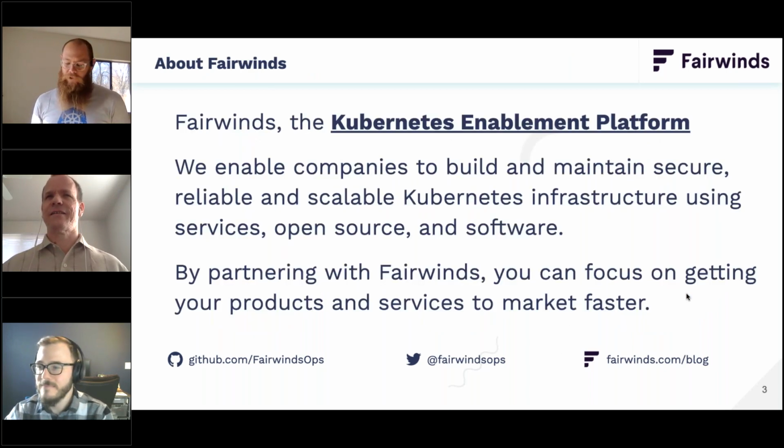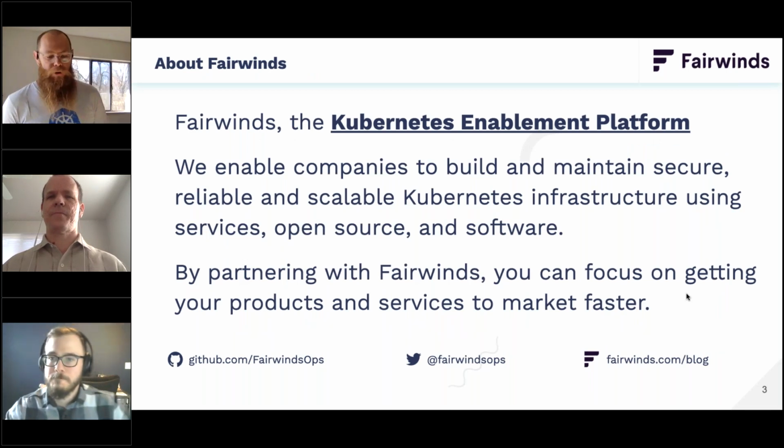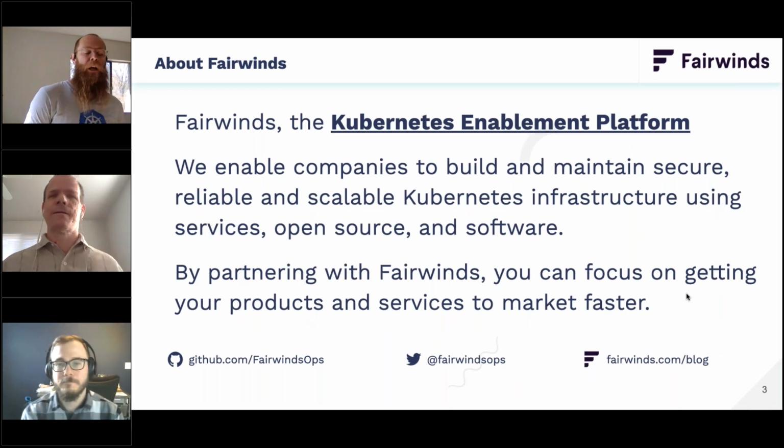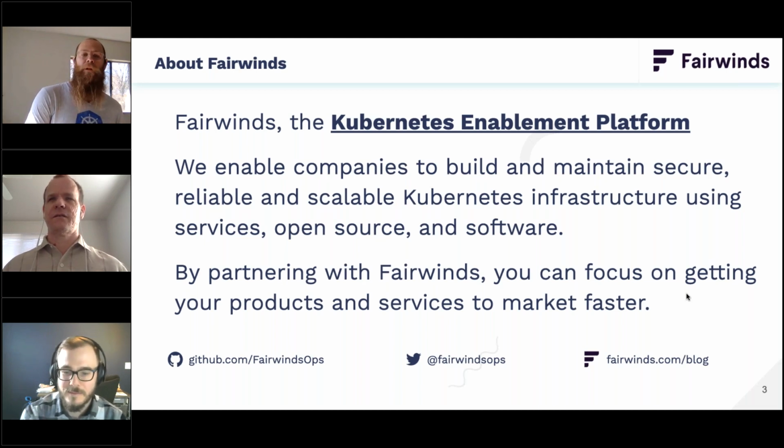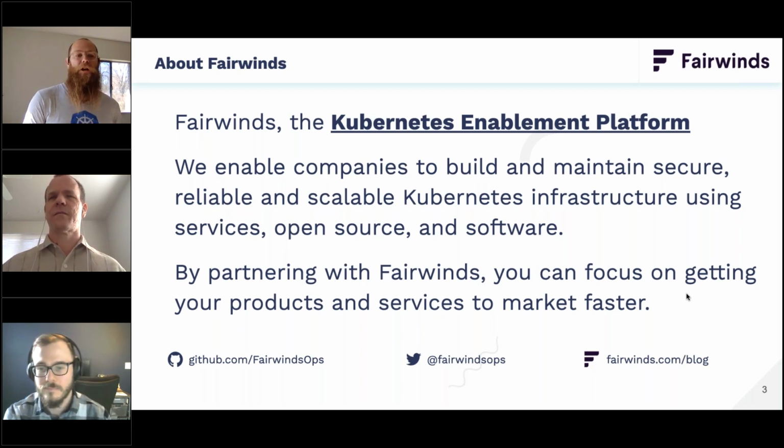We're going to give you a brief overview of who Fairwinds is, and then we'll dive into some of this. So first of all, Fairwinds is a Kubernetes enablement platform, and we use this word enablement platform because we're a combination of services and software. So enablement speaks to the services that we offer. The platform speaks to the software that's involved in our offering. The short version of it is we help people build and maintain secure, reliable, scalable Kubernetes infrastructure.